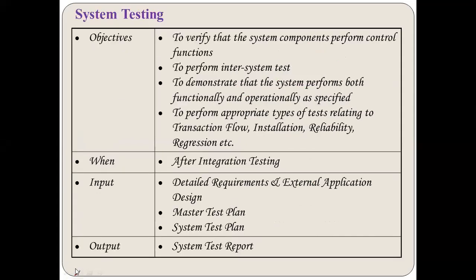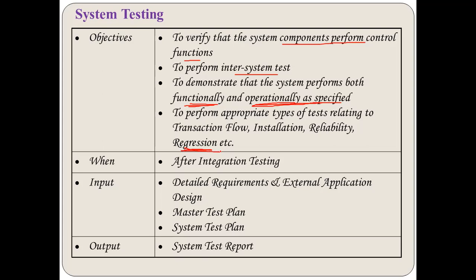Now next comes the system testing. Now system testing, I have told you, what is the objective here? To verify that the system components perform control functions. To perform inter-system test. To demonstrate the system performs both functionally and operationally as specified. So again, this can come as fill in the blanks also. To perform appropriate types of tests related to transaction flow, installation, reliability, and regression.